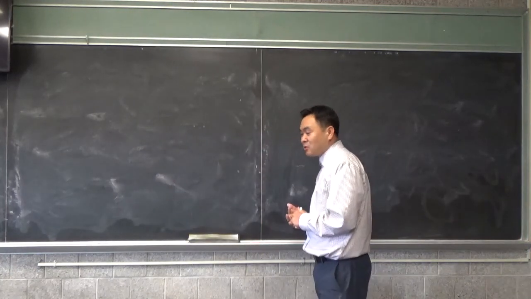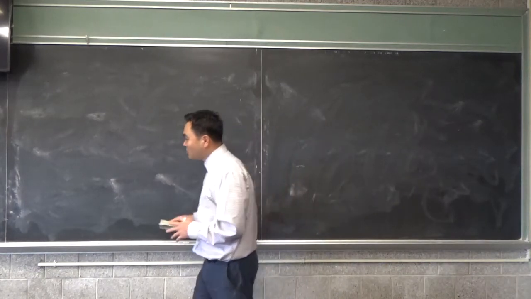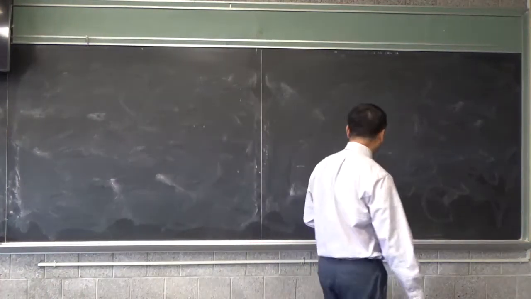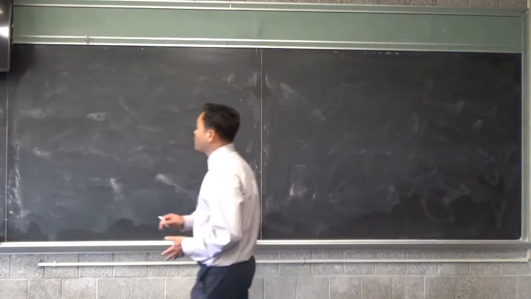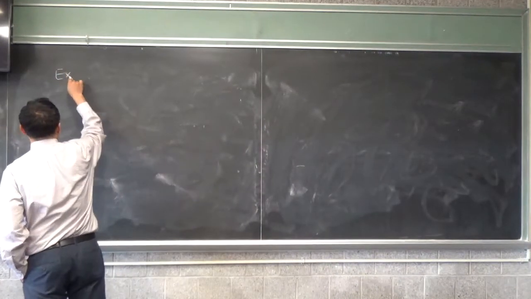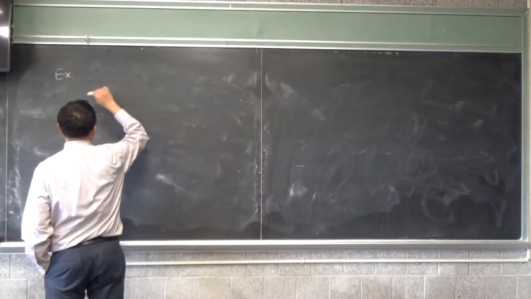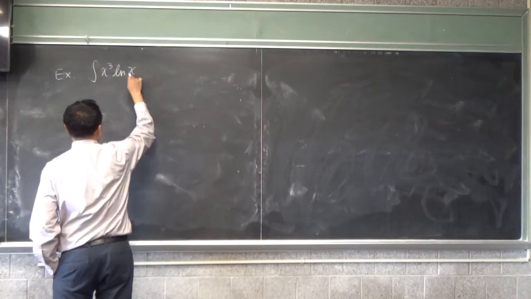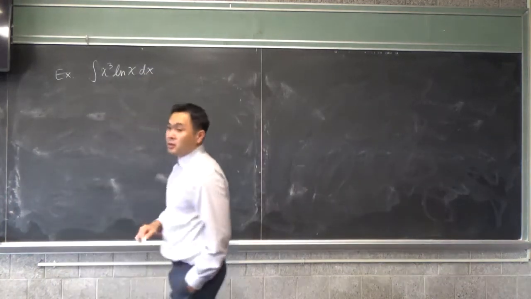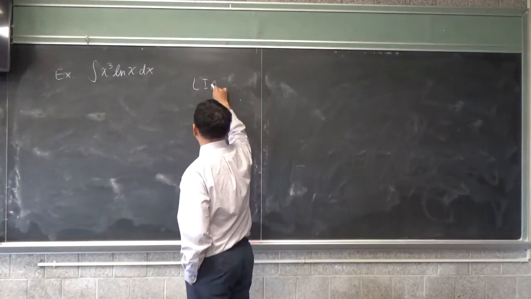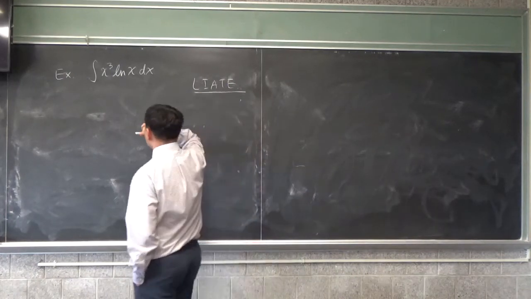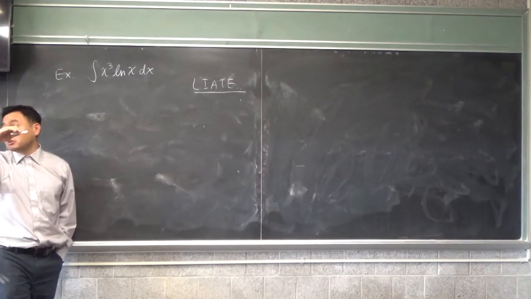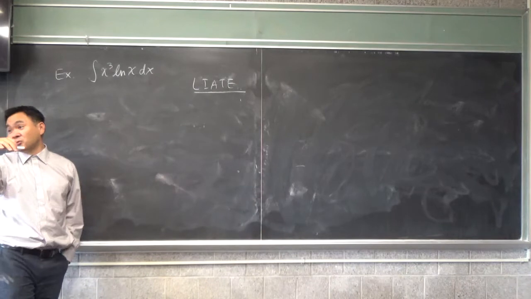And I have to say there is sometimes a downside to using tabular integration. It's the case when you can't put the polynomial on the derivative side. So we did this example earlier today, right? And according to LIATE, it says we should be integrating which one? x cubed should be the one that's integrated. ln of x should be differentiated, right?